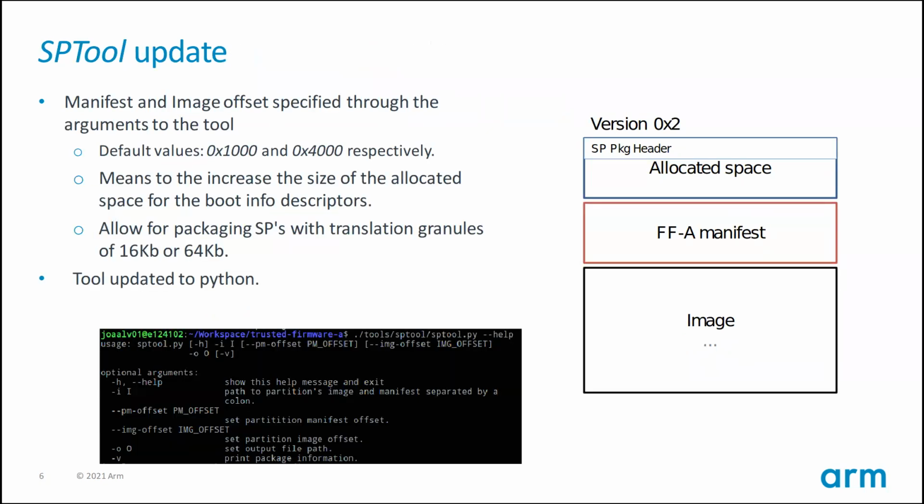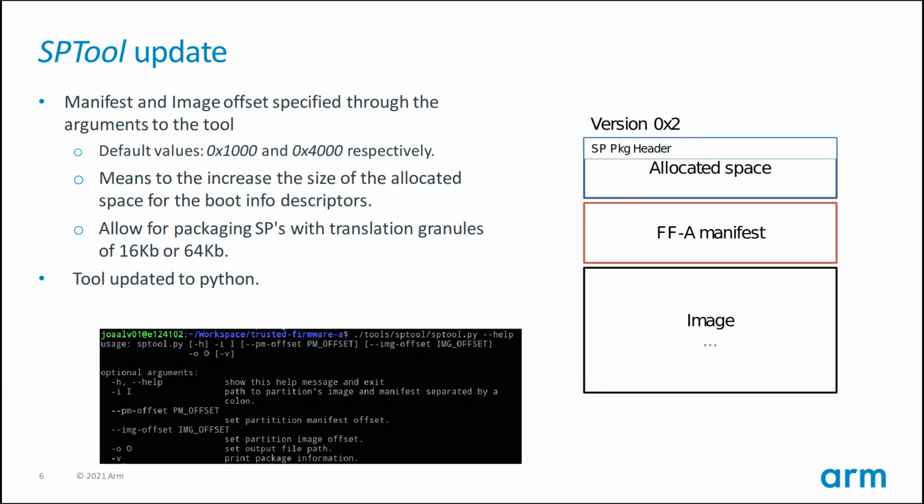So to do this, the changes that are available in the TFA code base target the SP tool, which is a tool that we use to generate these packages. The tool has now been changed to receive the partition manifest offset and the images offset. If no offsets are provided, for both of these it will assume two default values: a 4K offset for the manifest and 16K for the image.